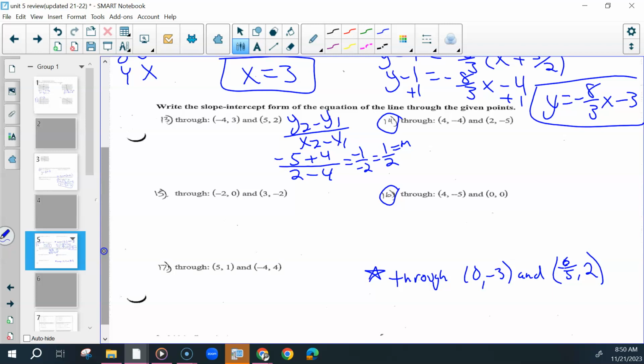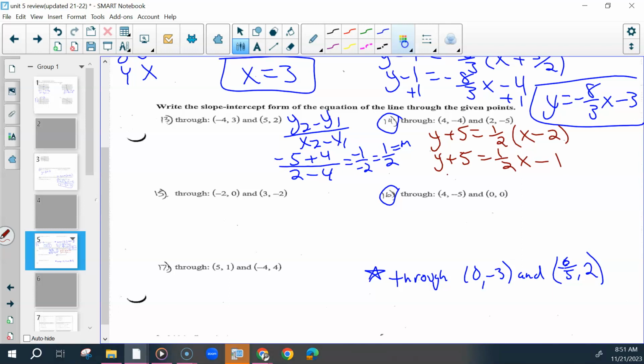And then you can choose either of these points to use your point slope. Do you want to use the first one or the second one? Okay. If you want to choose the first, that's also fine. So this would be y plus 5, because it would be minus minus, equals positive 1/2 x, or times x minus 2. Distribute, so we have y plus 5 equals 1/2 x minus 1. Subtract 5 on both sides. Do we have any questions so far?